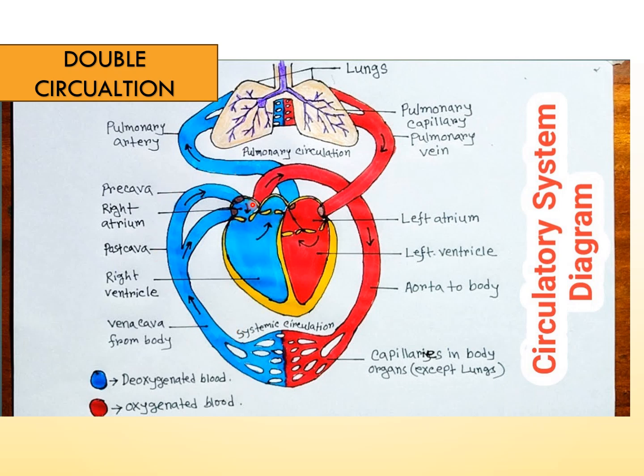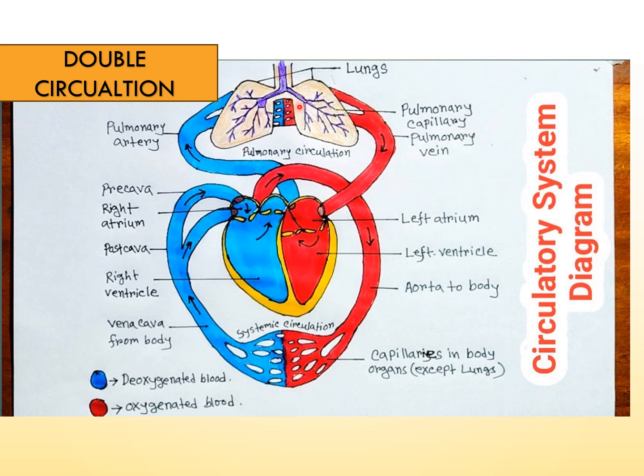right atrium, which is the deoxygenated blood chamber. From here the blood will now be going into the right ventricle with the help of tricuspid valve. From the right ventricle, now this blood will go with the help of pulmonary artery into the lungs. This is called pulmonary circulation.